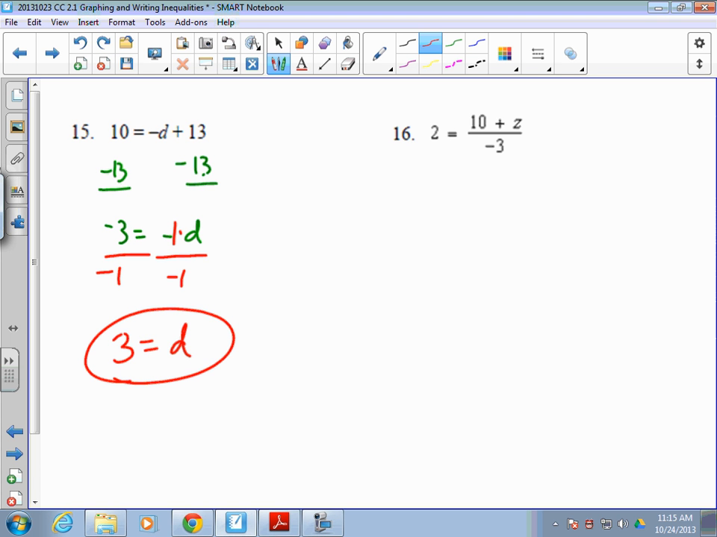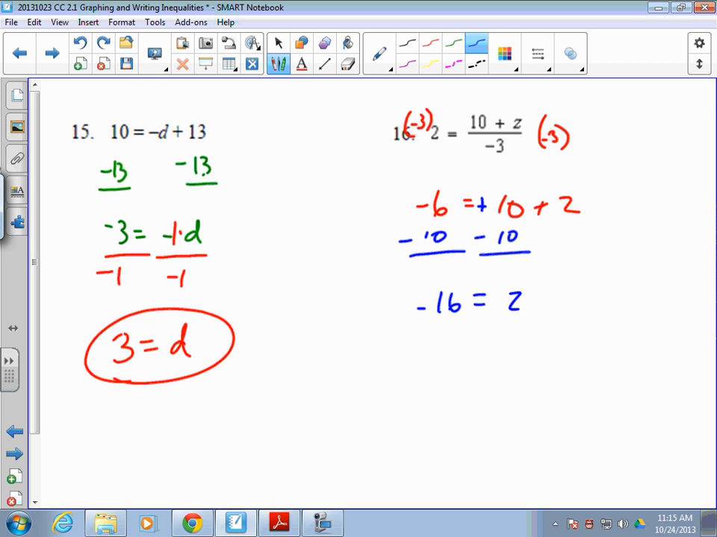10 plus z over negative 3 is equal to 2. Undo over negative 3, or divided by negative 3, first by multiplying by negative 3. Do likewise to this side. Negative 3 times 2 is negative 6 equals 10 plus z. Get rid of positive 10 by subtracting it. When you subtract it from the left side as well, negative 16 equals z.